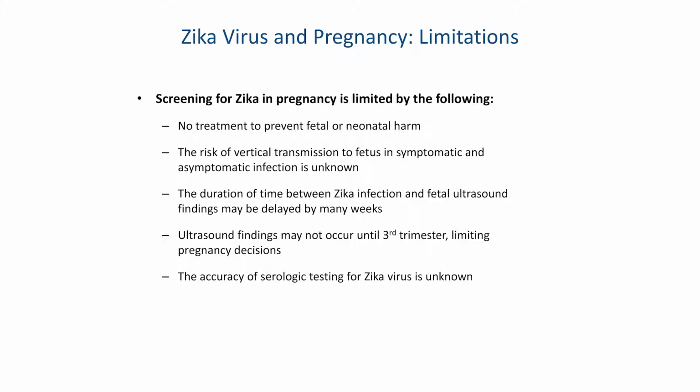Ultrasound findings may not be apparent until the 3rd trimester. So in areas where termination of pregnancy is allowed, it's still problematic because we don't know until late in the pregnancy. We don't know how accurate the blood testing is. So we can get maybe false negatives or we can get false positives.